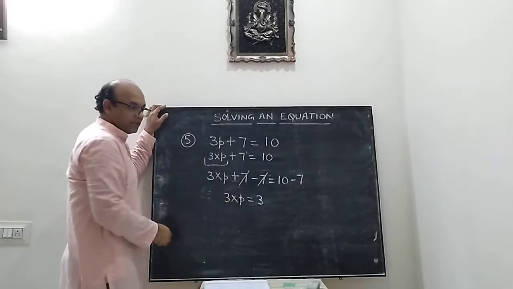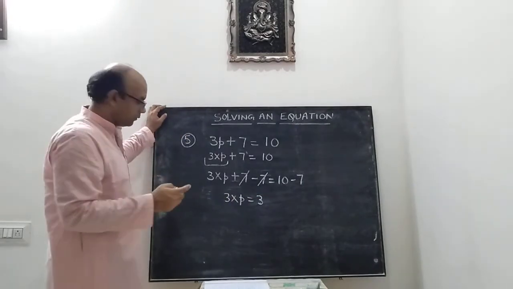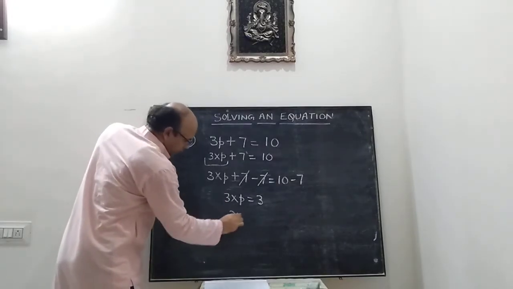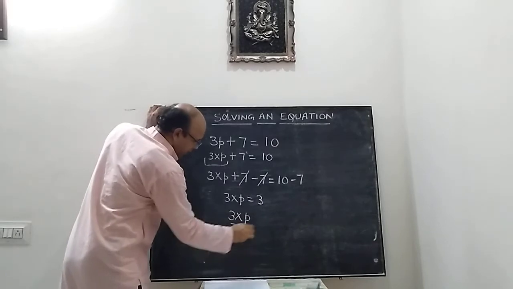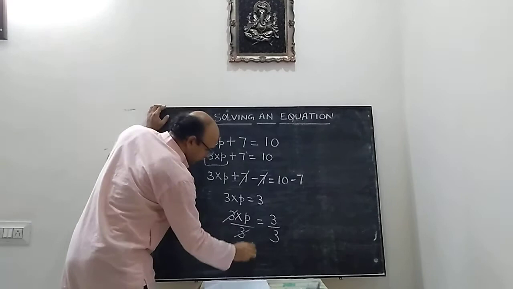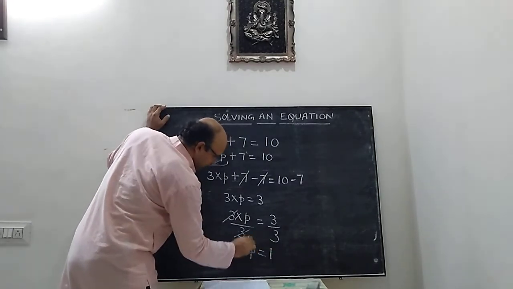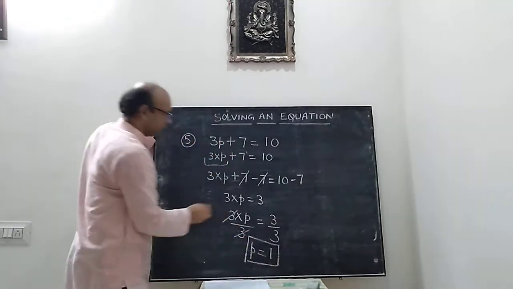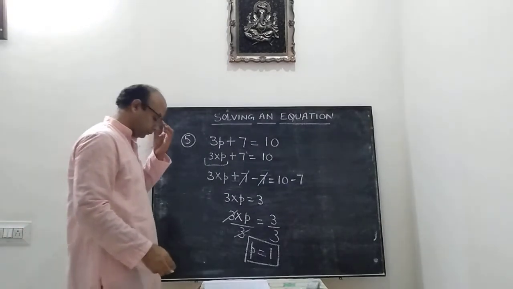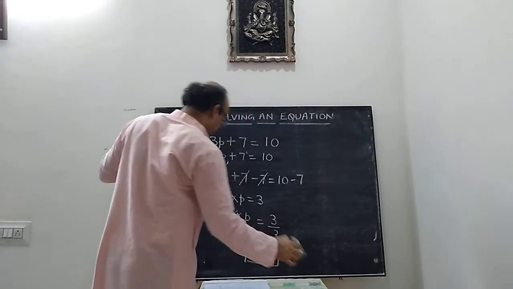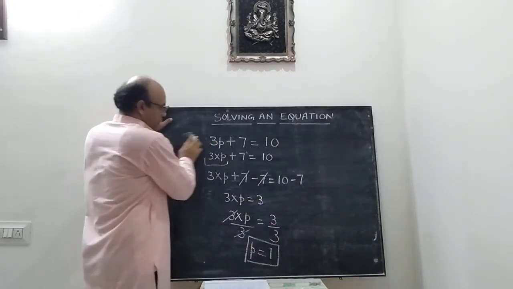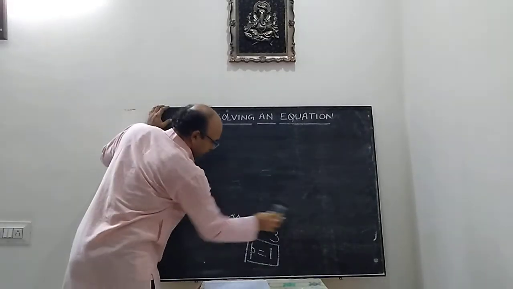Now it is being multiplied. How do we cancel out the effect of something being multiplied to p? We divide by this quantity. So 3 into p divided by 3 is equal to 3 by 3. We cancel out, and what we get is p is equal to 1. This is how we solve the equation. Okay? Now just move on to the next one.